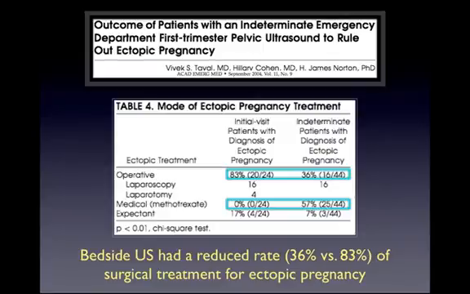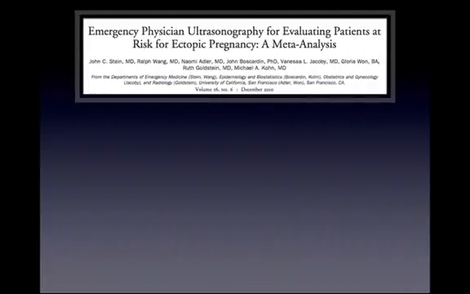In this study, they found that earlier identification of an indeterminate ultrasound with the eventual diagnosis of an ectopic pregnancy had a higher rate of medical methotrexate treatment and a reduced rate of invasive surgical treatment, compared with ectopic pregnancies that were diagnosed on initial ED visit.